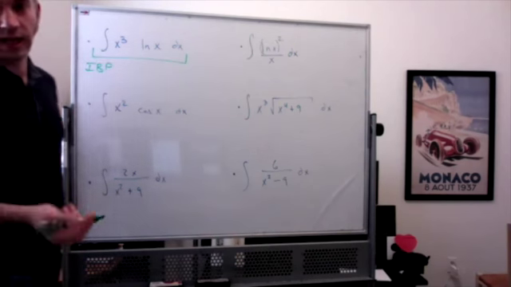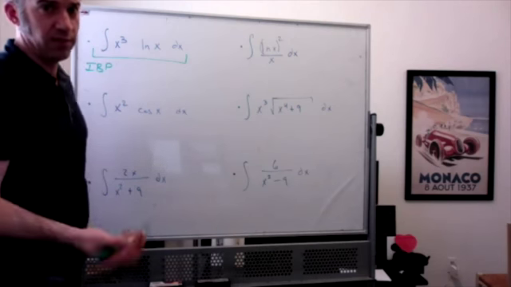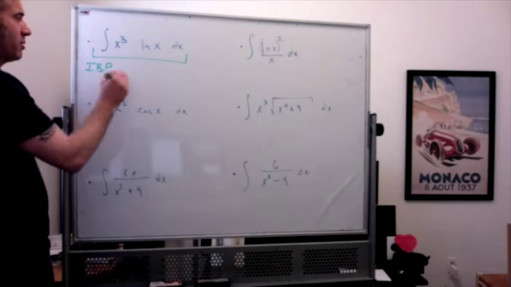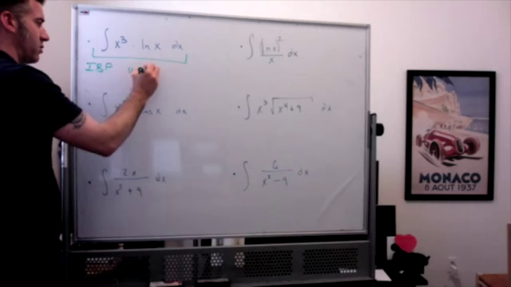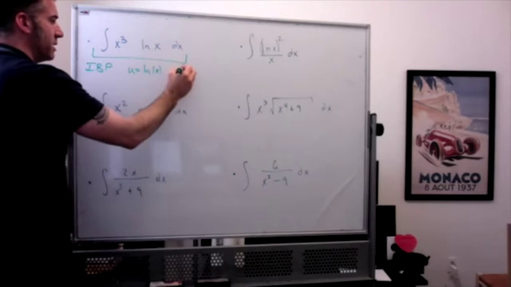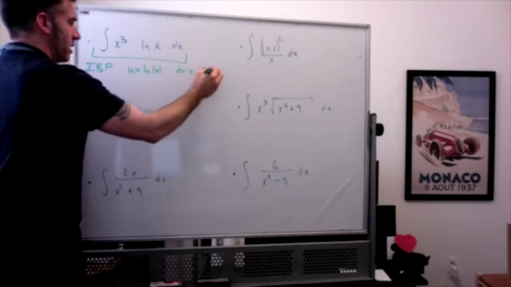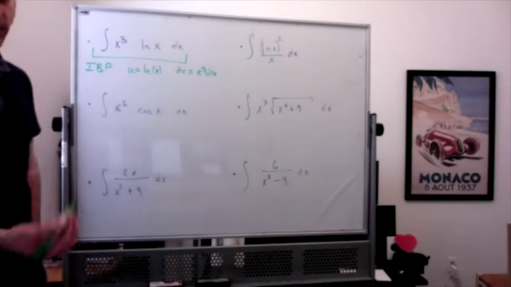I didn't ask you to tell me what you would choose for what, but I'm going to tell you now. This would be integration by parts. Your u would be the natural log of x. Your dv would be x cubed dx. And then you have to find du and v.